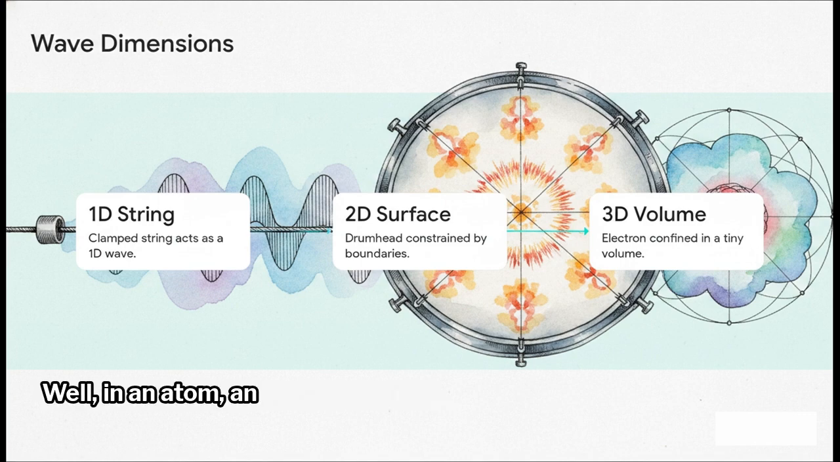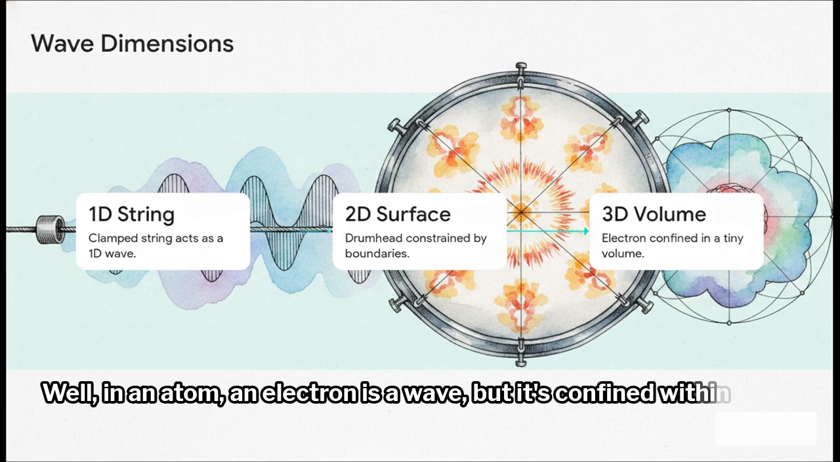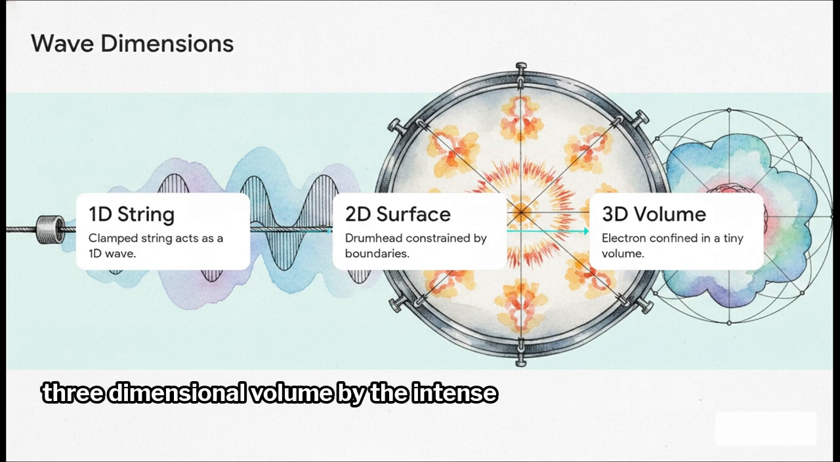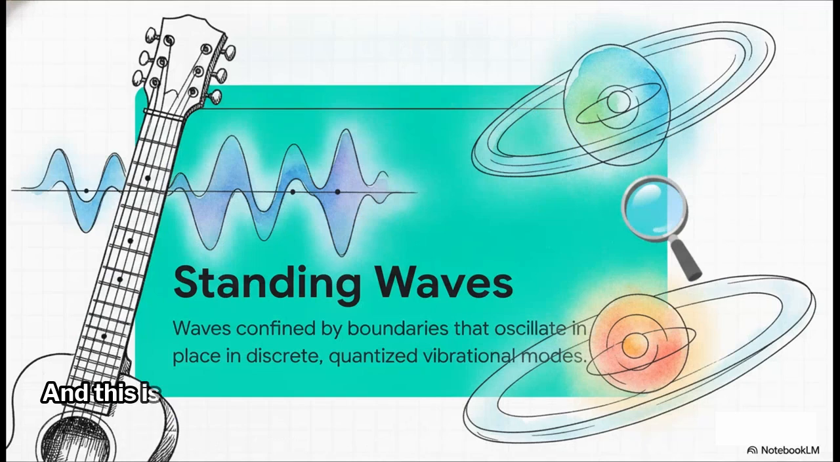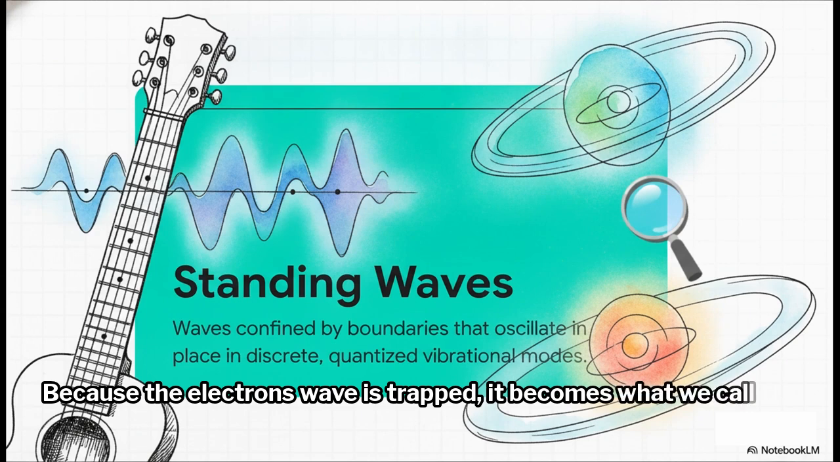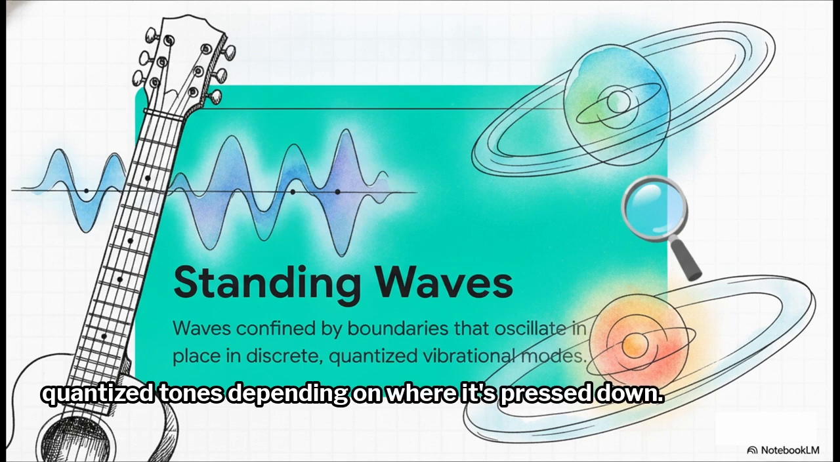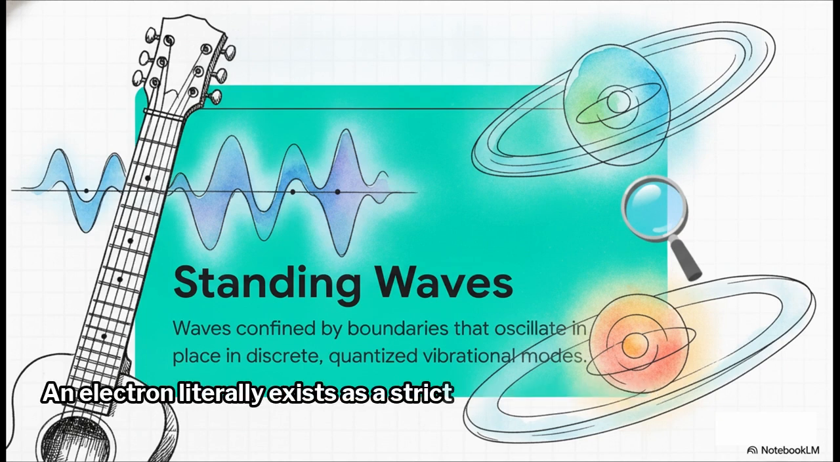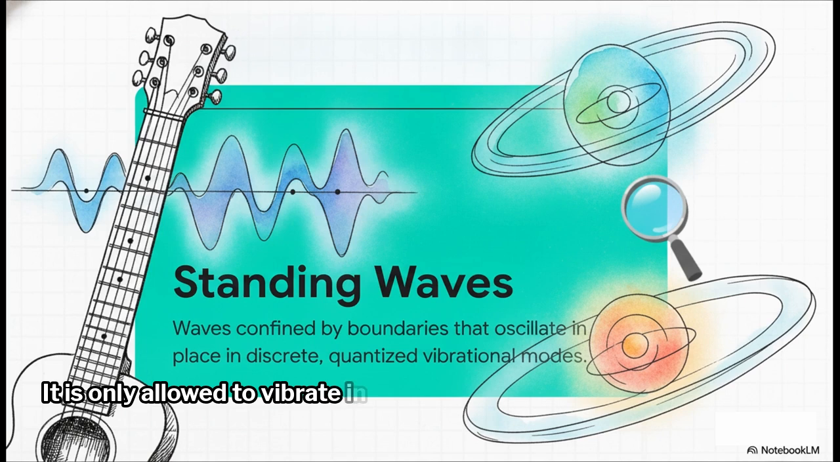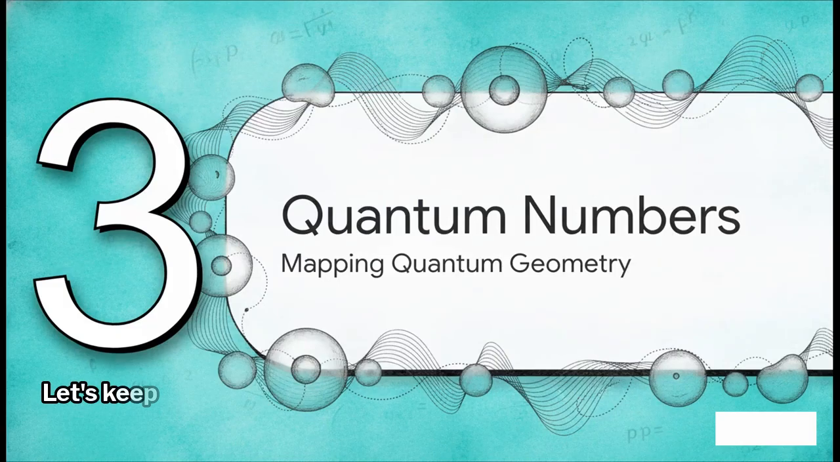Well, in an atom, an electron is a wave, but it's confined within a tiny 3-dimensional volume by the intense electric pull of the nucleus. And this is the absolute core of the paradigm shift. Because the electron's wave is trapped, it becomes what we call a standing wave. It's just like how the guitar string always plays very specific, quantized tones, depending on where it's pressed down. An electron literally exists as a strict 3D standing wave vibrating around the nucleus. It is only allowed to vibrate in specific quantized modes, characterized by nodes, which are just dead spots with zero movement, and antinodes. Let's keep moving.